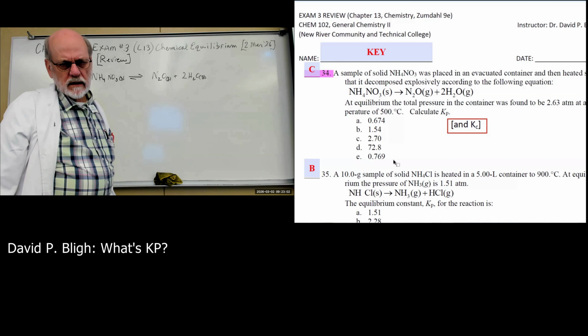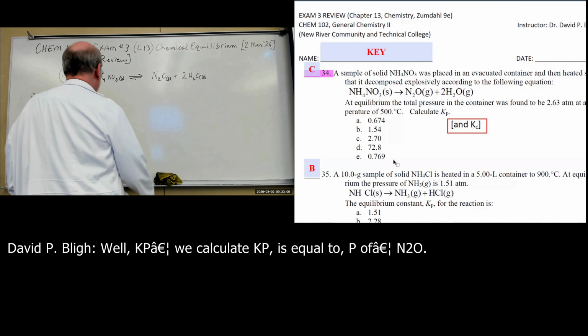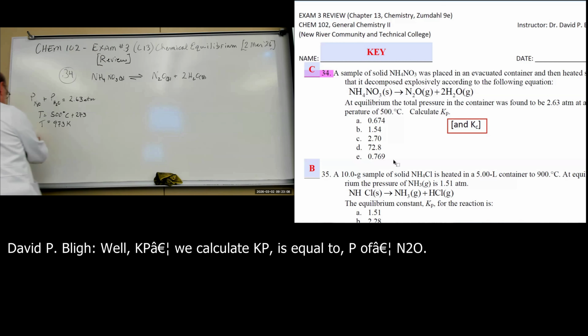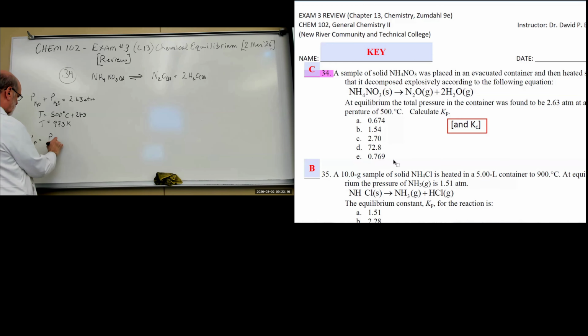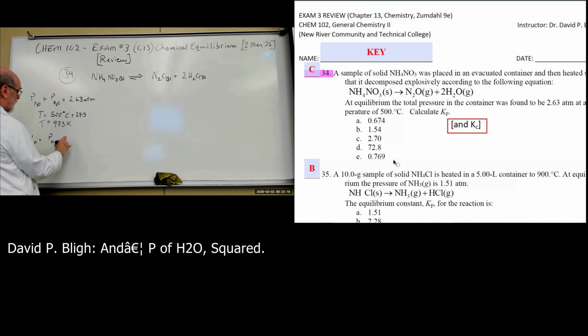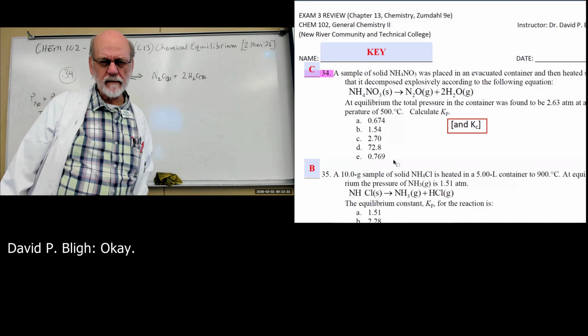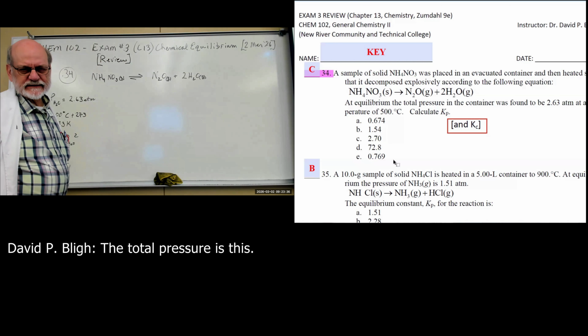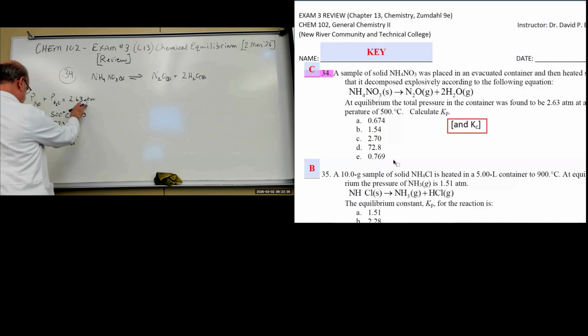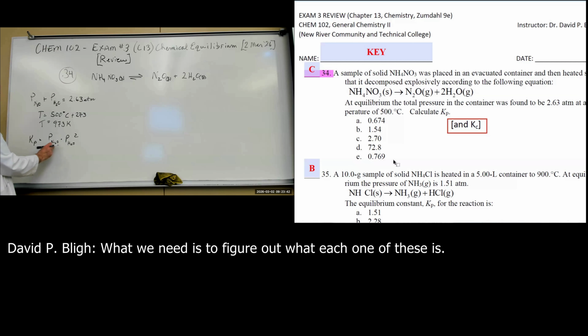All right. What's Kp? Well, Kp is equal to P of N2O to the first power and P of H2O squared. And ammonium nitrate doesn't matter because it's a solid. Okay. The total pressure is this. What we need is to figure out what each one of these is.